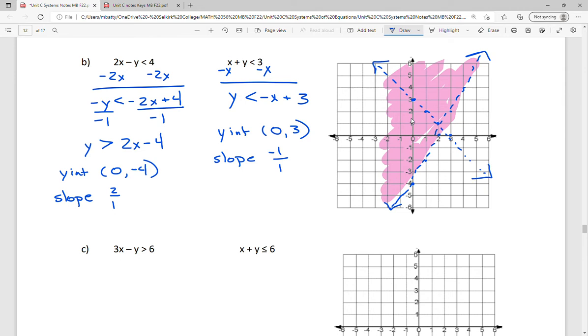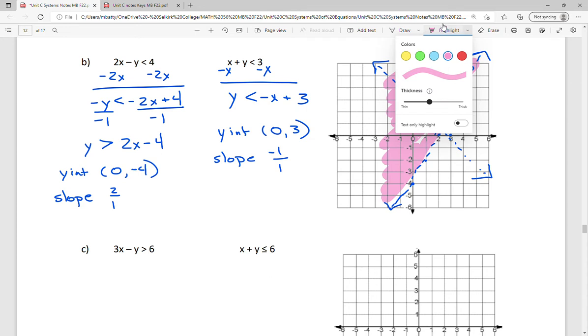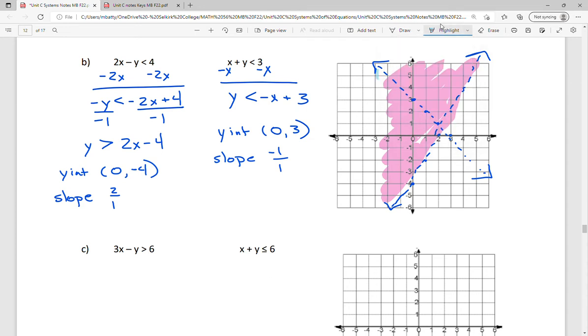And then I'd have to do this half plane business, right? I'm going to shade the region where y values are smaller than my line. I'm going to switch colors because you can see where the two kind of overlap. I'll make purple this time. So the y values are smaller than my line. So it'll be everything down here.